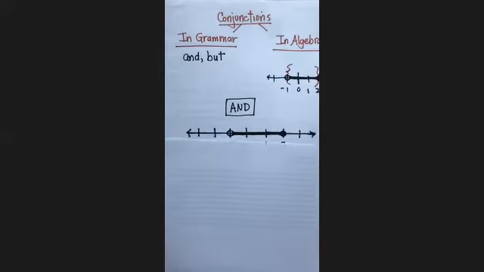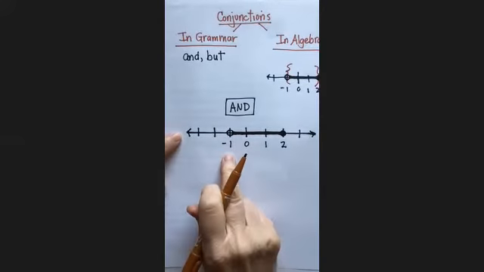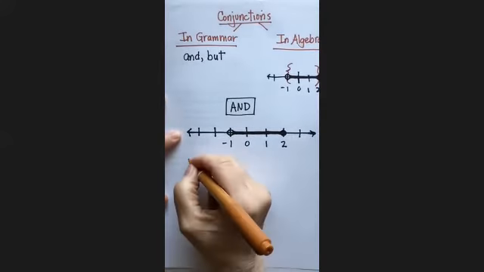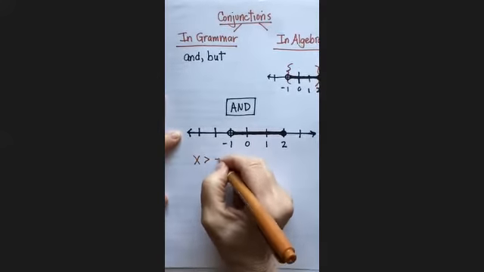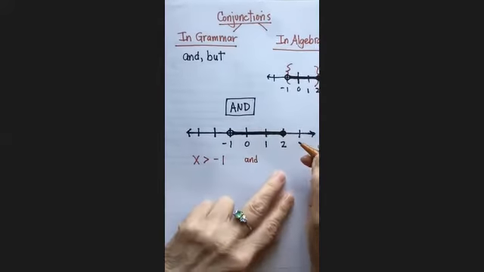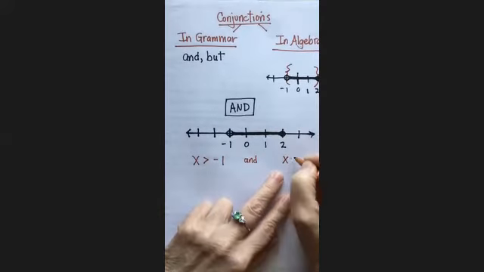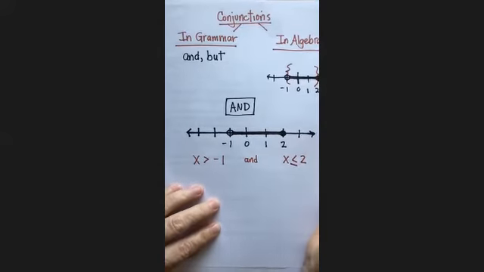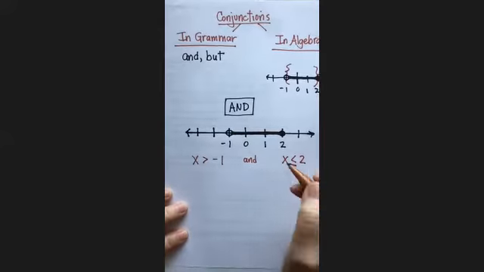So if we look at this example that I made, I will show you what's going on. On this side of the number line, we have x greater than -1. And over here, we have a solid circle. We have x less than or equal to 2.